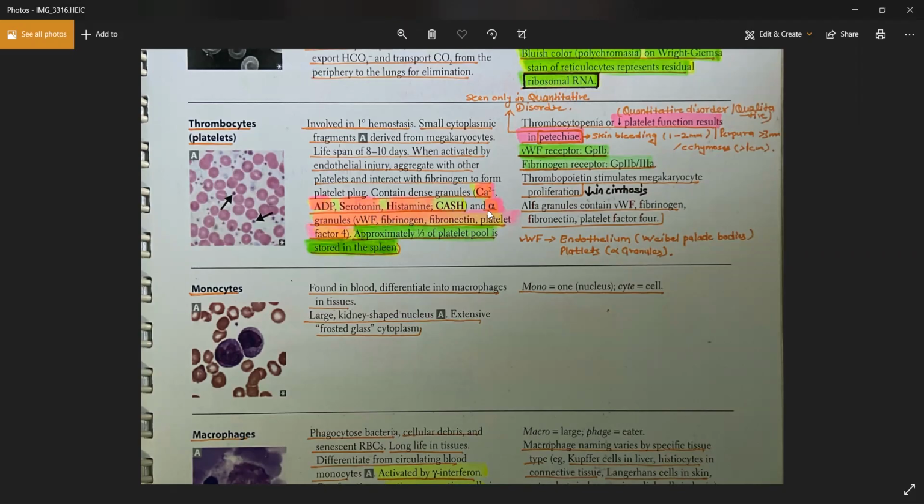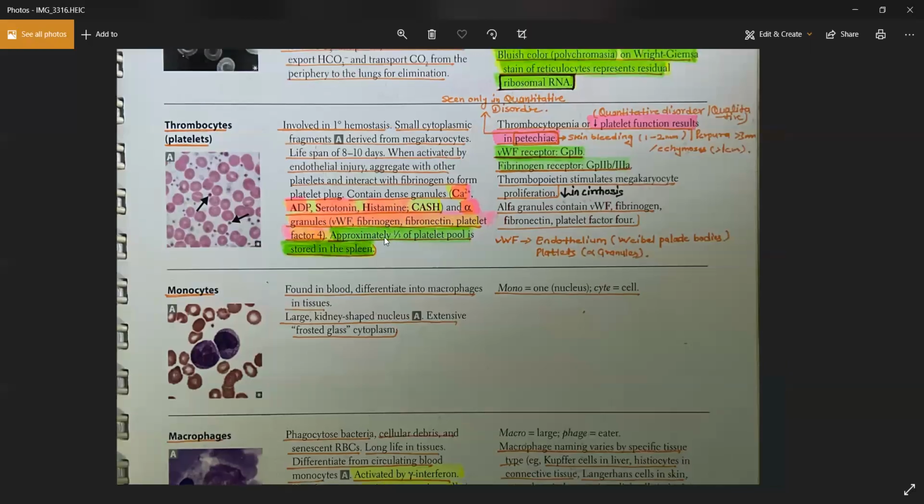You can remember them by the name of 4F. First is the von Willebrand factor, VWF. Second is the fibrinogen. Third is the fibronectin. And fourth is the platelet factor 4. So, 4F and the CASH. These are the granules in the thrombocytes, or in the platelets.